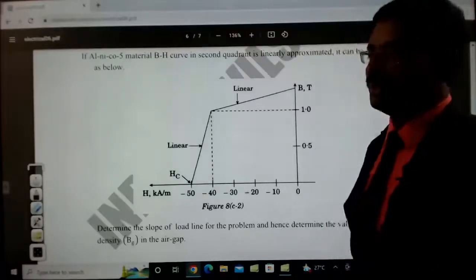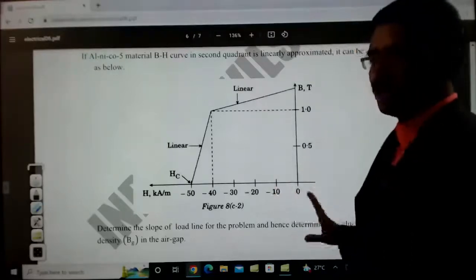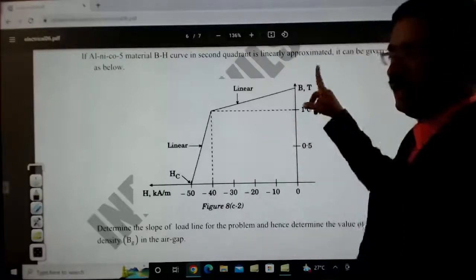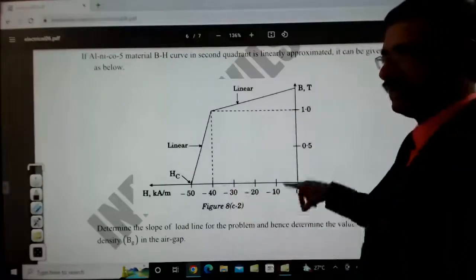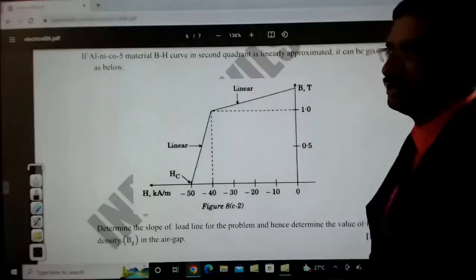That curve we call the BH curve, and this BH curve goes through the first quadrant, second quadrant, third quadrant, and fourth quadrant. So it's like a BH loop you might have seen, right? A kind of shape like this, reverting back. But in this question, only the second quadrant part of the BH loop was given.